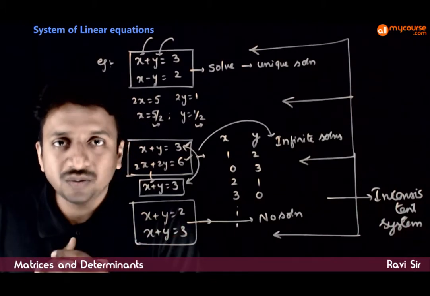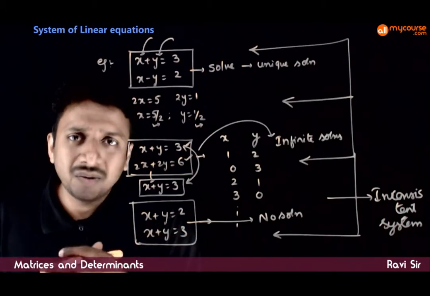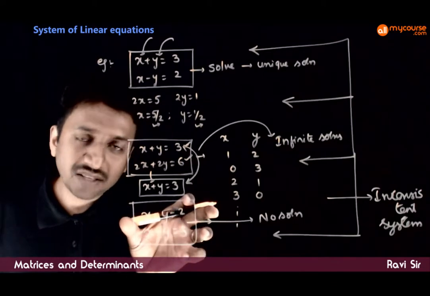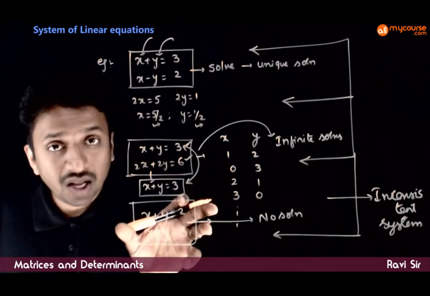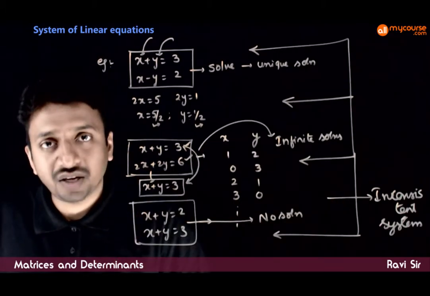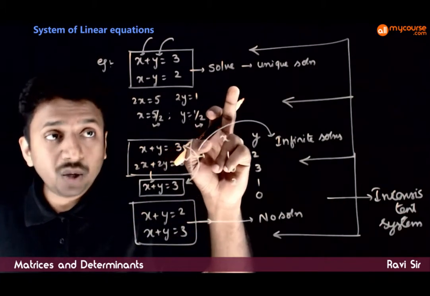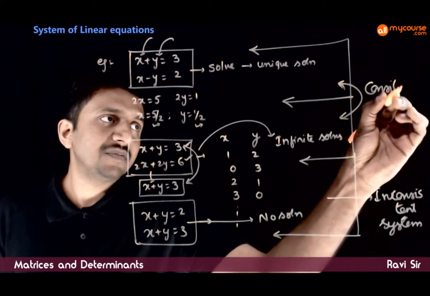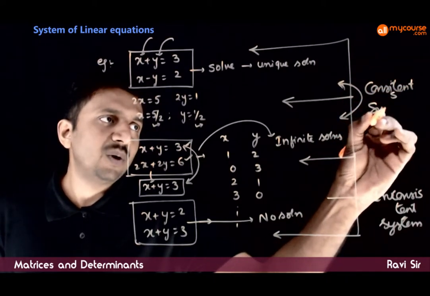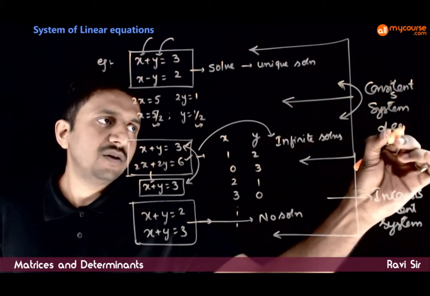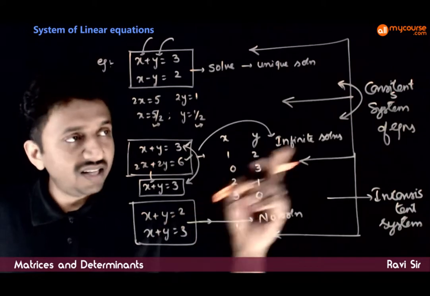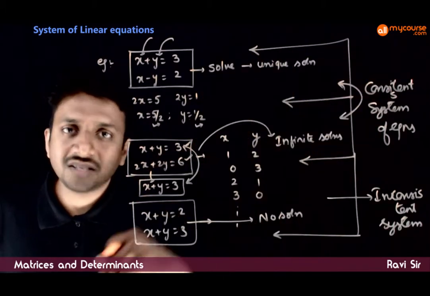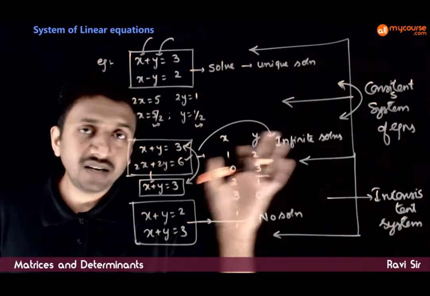That is, if I say x plus y equal to 2 and also say x plus y equal to 3, you are inconsistent. You're saying two different things. So if the equations have no solution, then we call the system of equations an inconsistent system of equations. And if the equations have a solution, we call them a consistent system of equations. A consistent system might have a unique solution or infinite solutions. So both these cases come under consistent systems of equations, and the no solution case comes under inconsistent systems of equations.